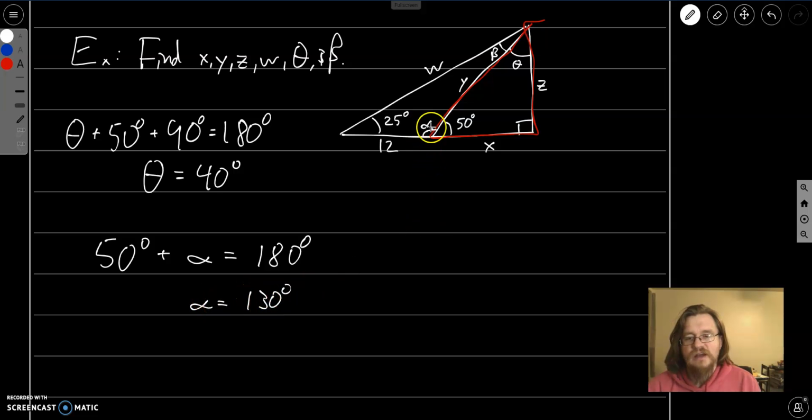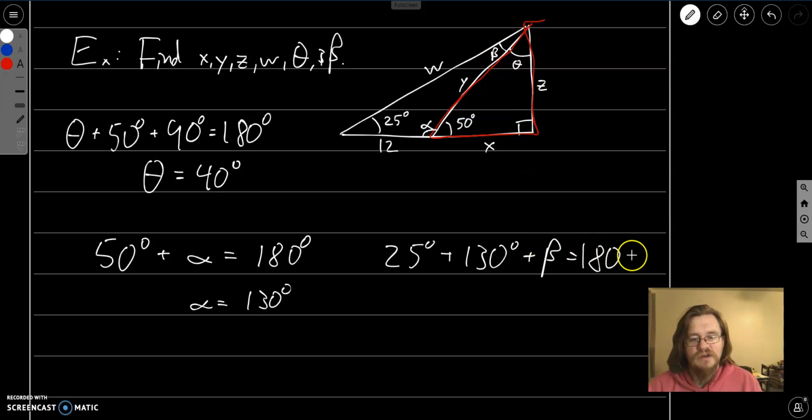Now the three angles in here should add up to 180. So 25 plus this 130 plus beta should add up to 180. If I take 130 away from this side, I get 50, and if I take another 25 away, beta is in fact equal to 25. So that's one way to solve for beta. Let's look at another way.